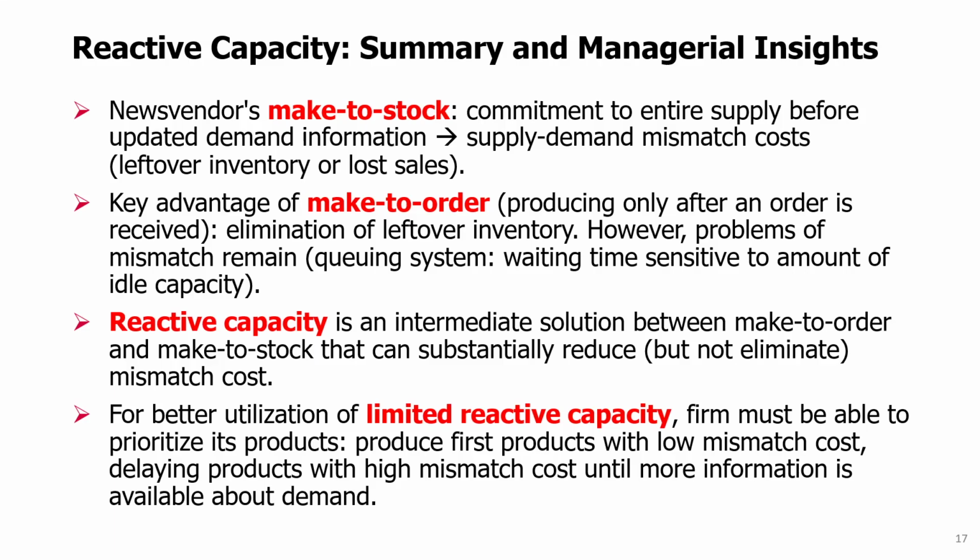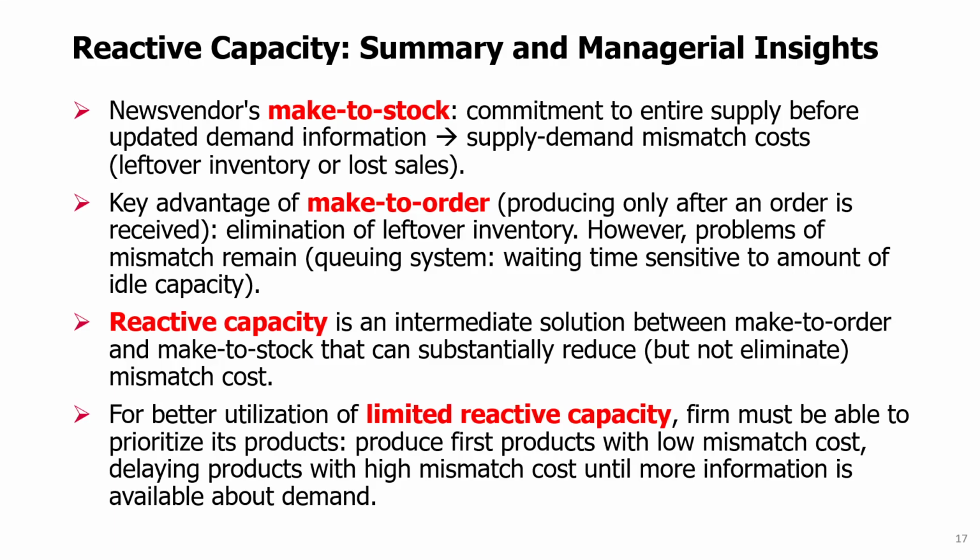The key advantage of make-to-order, which is the other extreme of possibilities, is producing only after the order is received. The advantage is elimination of leftover inventory and avoiding even the lost sales, most of the lost sales. However, problems of mismatch still remain. For example, now we have a mismatch due to idle capacity because we have to control the waiting time. So there will be a mismatch in process capacity that produces the products and delivers them or procures them. It has to be higher capacity than the demand.